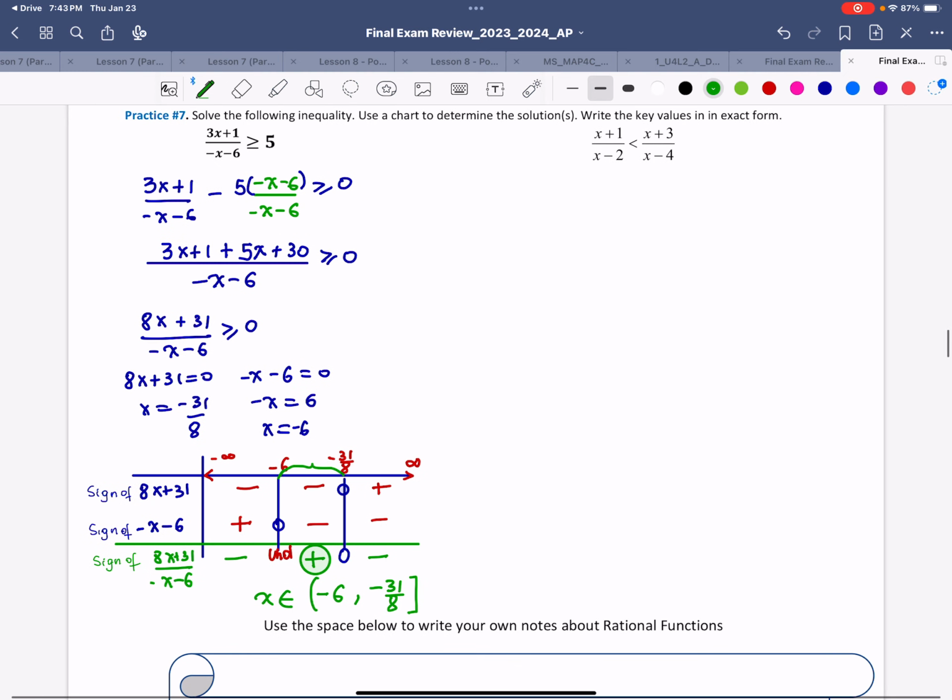Stay tuned for the next one. So we're going to take a look at (x plus 1) over (x minus 2) less than (x plus 3) over (x minus 4). Thanks for watching.